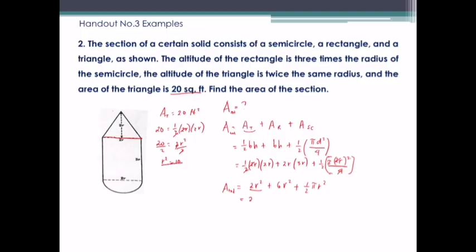So we may substitute the value of r squared by 10. So 2 times r squared, which is 10, plus 6 times r squared, which is 10, plus 1/2 pi times 10. This is 20 plus 60 plus 5 pi. So calculate. You get now the total area to be 95.71 square feet. That is the total area of this plane figure. Solid. Okay, so next problem.